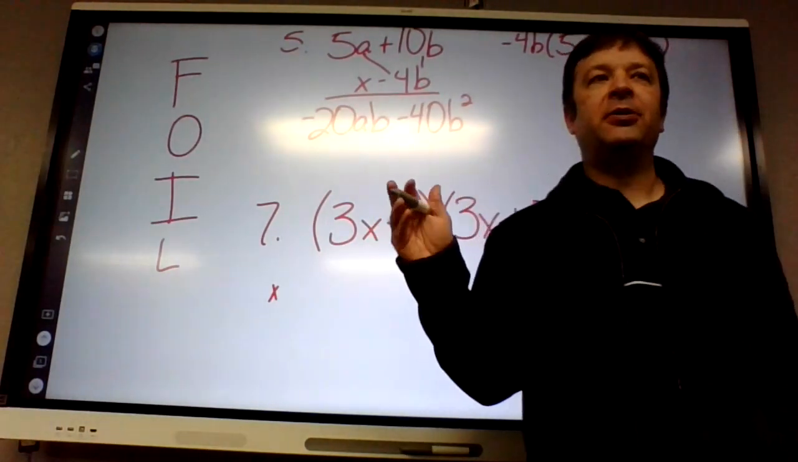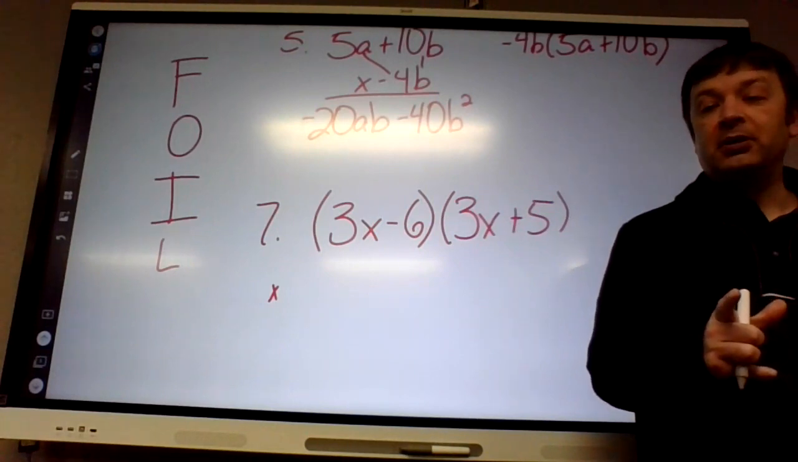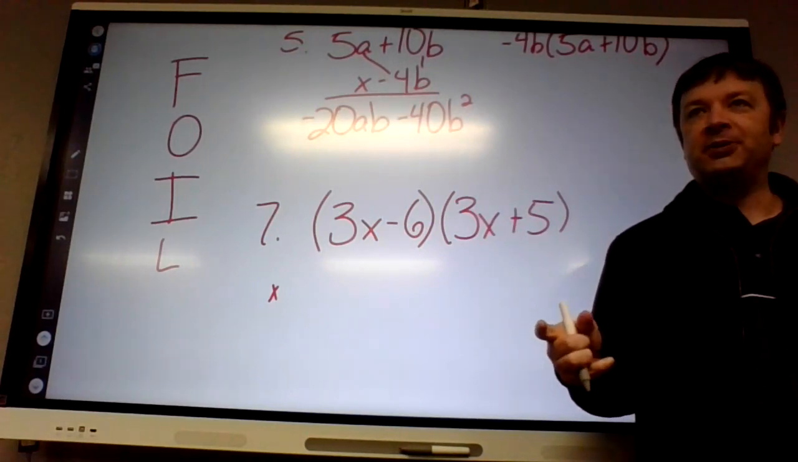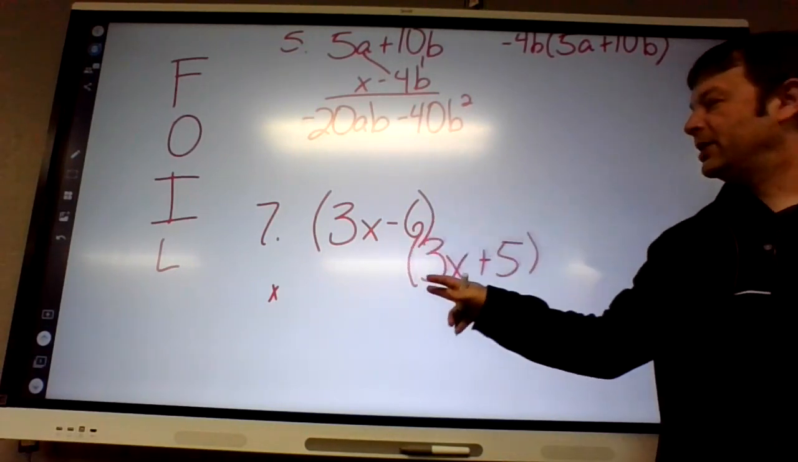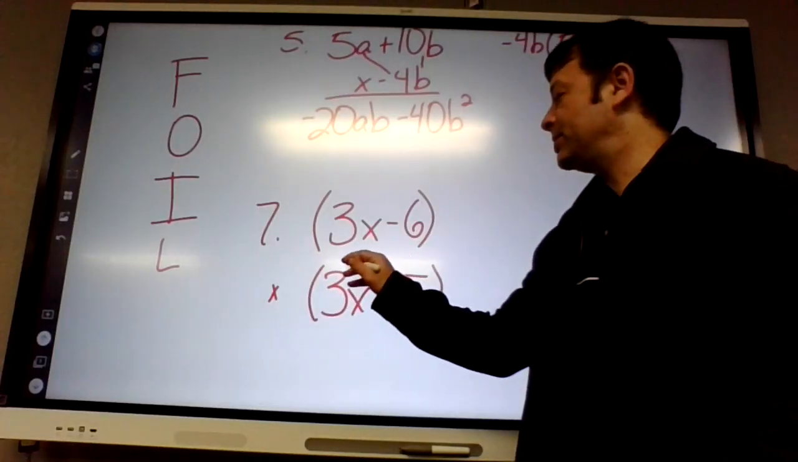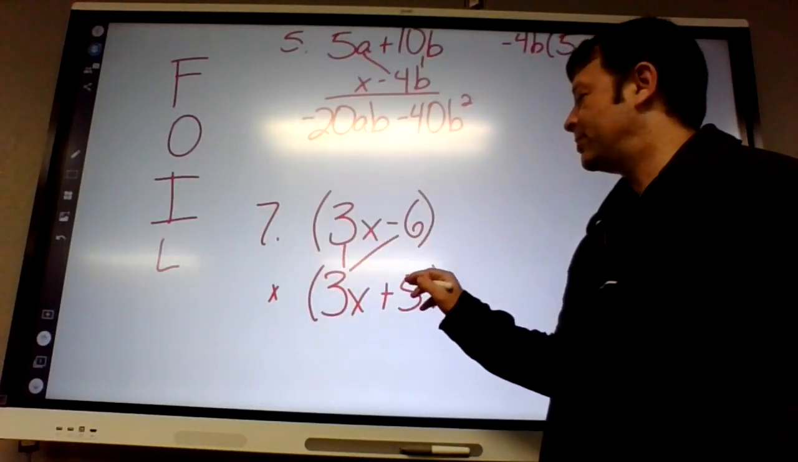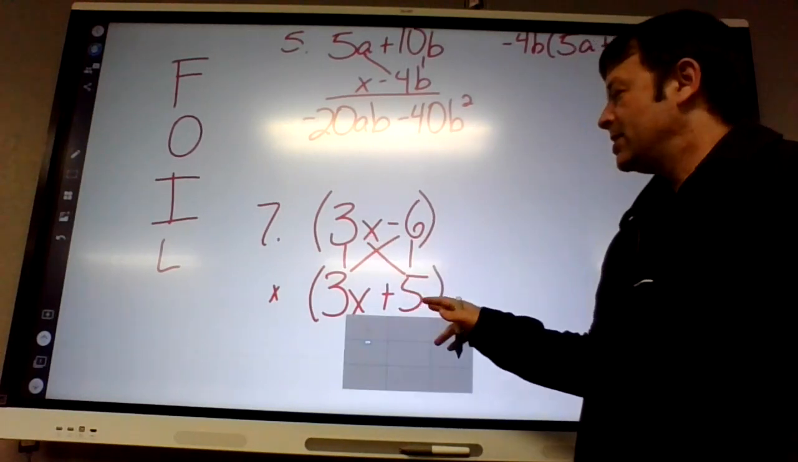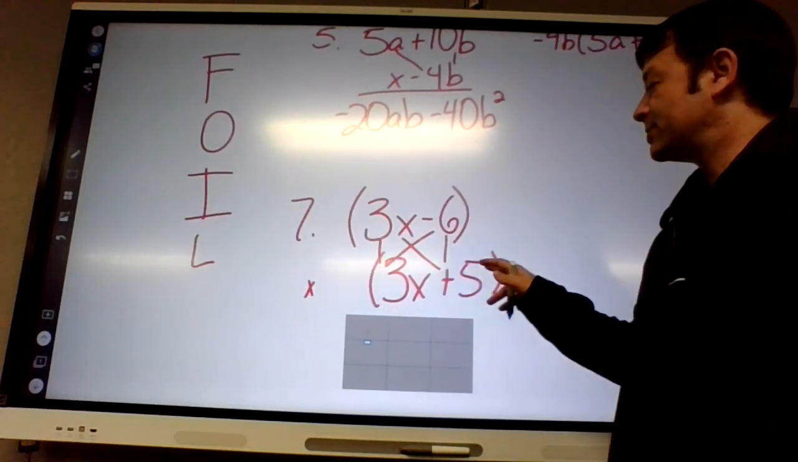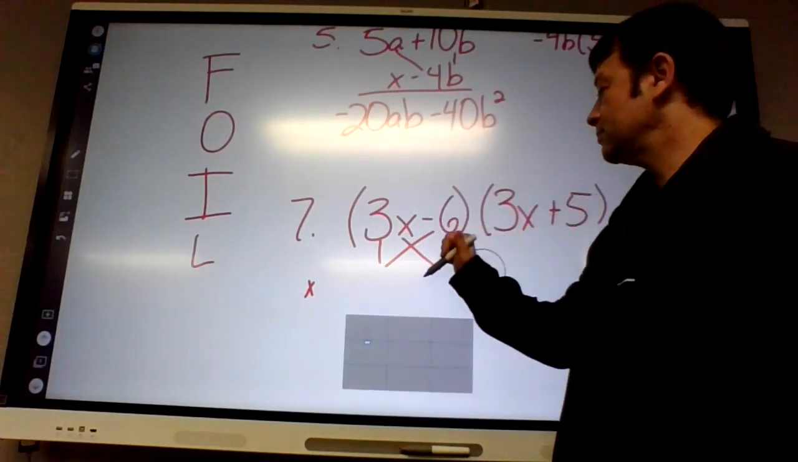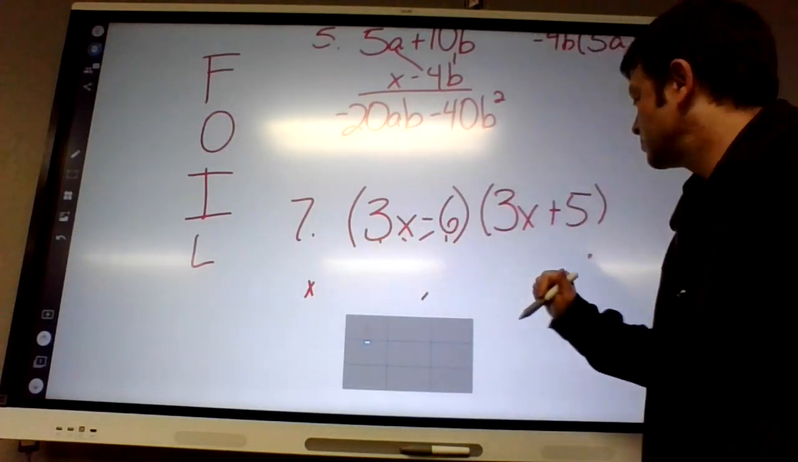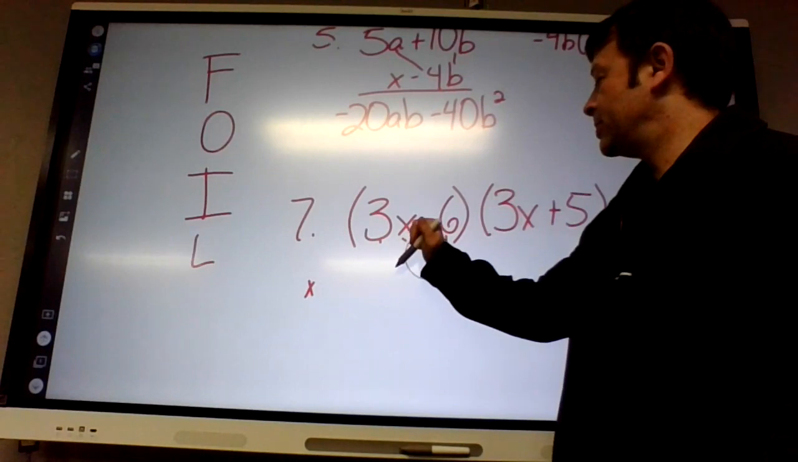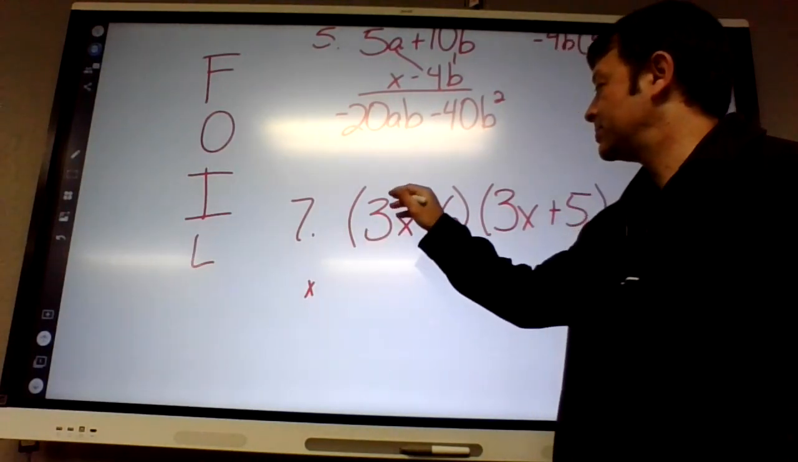Okay, so we did the lessons out of order. They weren't expecting you to know FOIL yet. What they were expecting was for you to do 3x times both of those and 6 times both of those, like a double distribution. But that is basically what FOIL is. Can we do 5 first and then 3x? The order doesn't matter, but I'm going to do the standard order here.